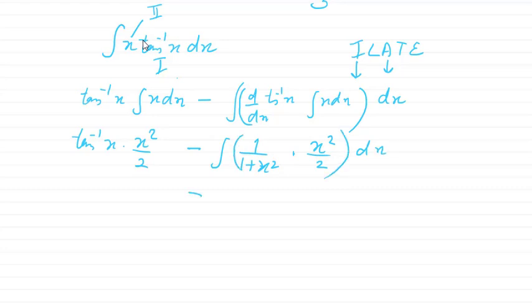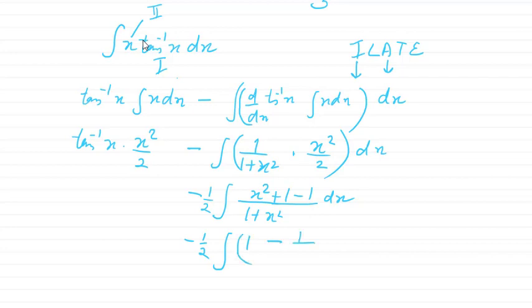So here you have to integrate this part. How can you do so? Half I'm taking outside, so we will get here x square upon 1 plus x square. Now I'm just adding 1 and subtracting 1 to integrate this one. So here I'll get 1 minus 1 by 1 plus x square. So now I can integrate it, and this part you can write as it is.